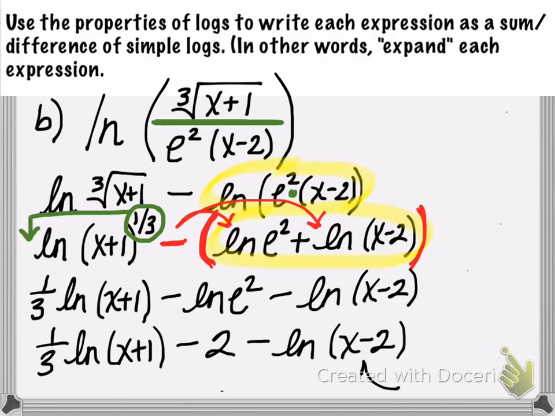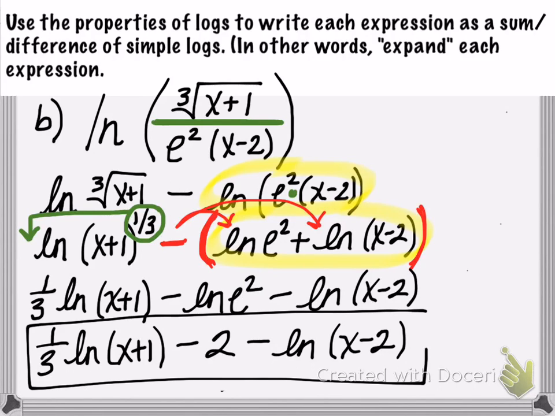And once again, I don't have anything that I can do with my last logarithm here because the argument contains subtraction, and we don't have any properties of logs with subtraction in the argument. And this would be my expanded form of the original.